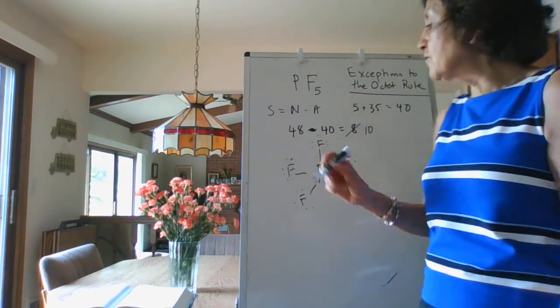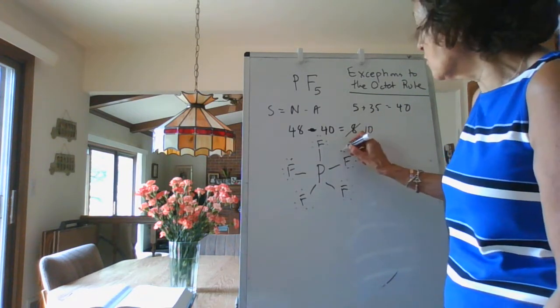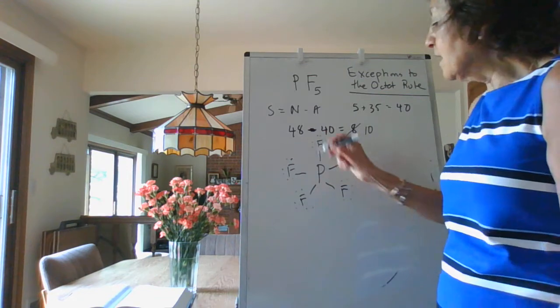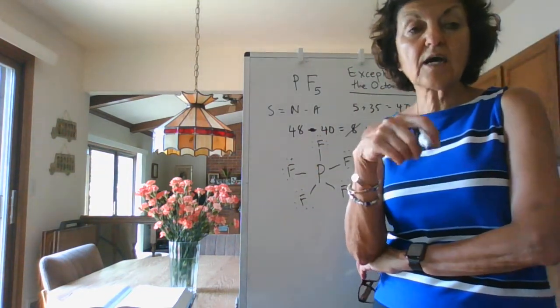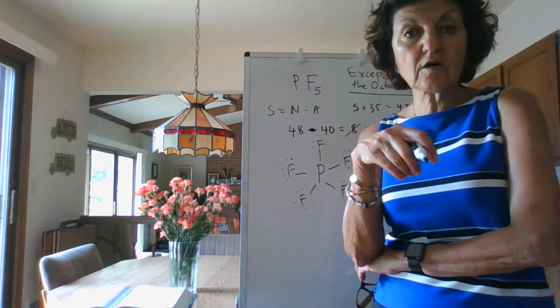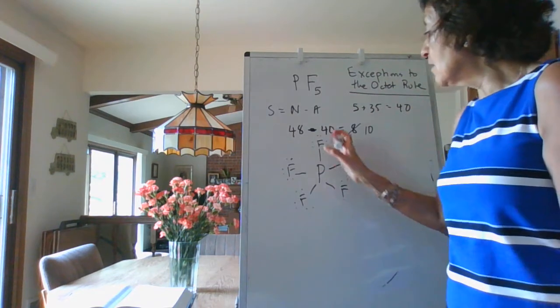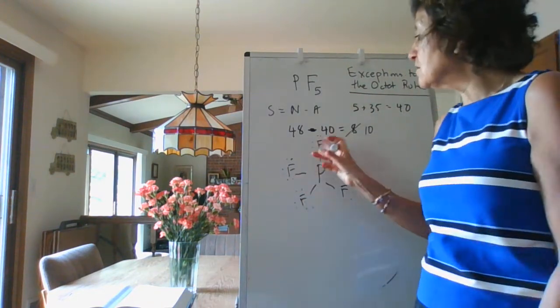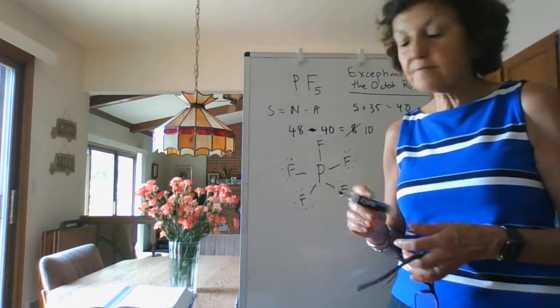What you can do if you don't feel like putting the dots is just draw lines, and a lot of people will do that. They'll just draw line, line, line. I like to draw the dots because to me, that reminds me that these guys are the lone pairs. They are the non-bonding electrons, and everything else is bonding. So for me, I put lines for the bonding electrons and dots for the non-bonding electrons.